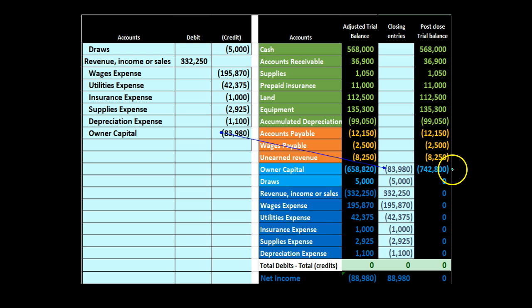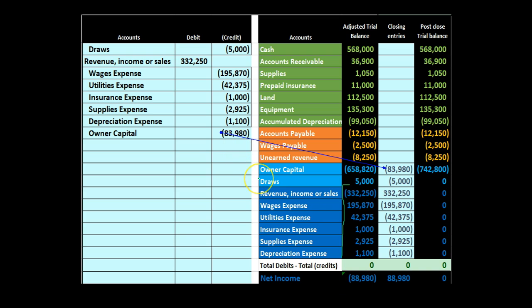Now, this is the step that's a little bit confusing to us because when we look at a two-step or a four-step type process, we'll see what exactly is being included here in steps, meaning we'll see net income going in here and then draws. So what does this include? It includes the entire income statement, which is revenue minus expenses. So the credits minus the debits is 88,980. That is net income. That's part of this number, 88,980.